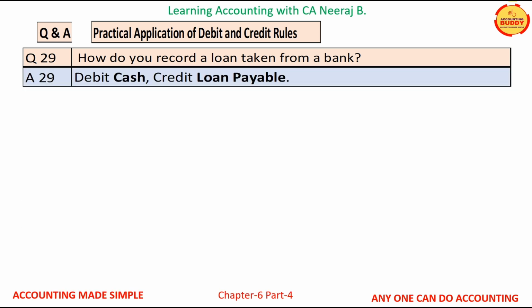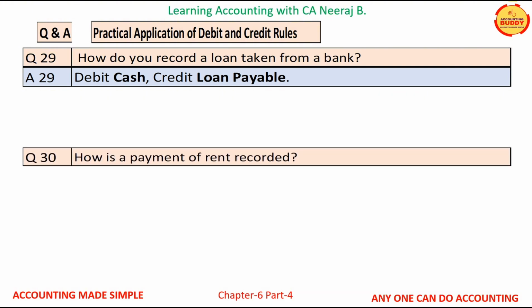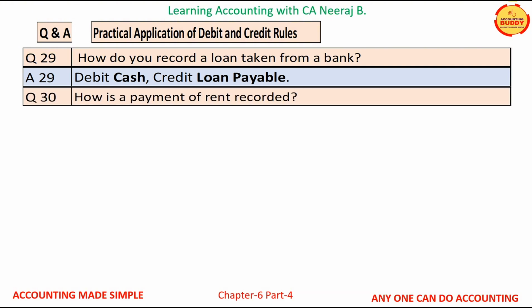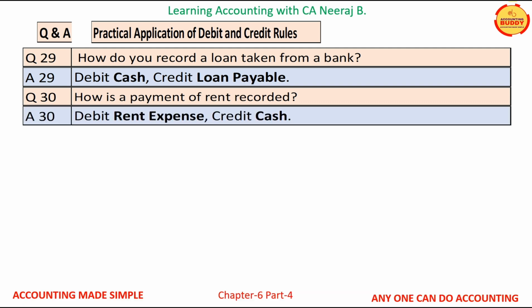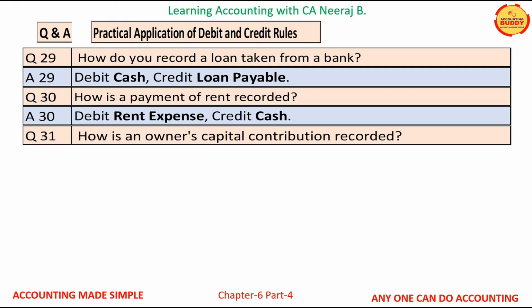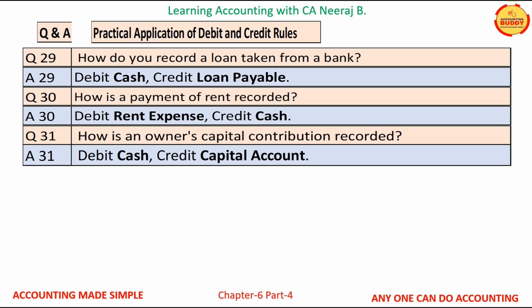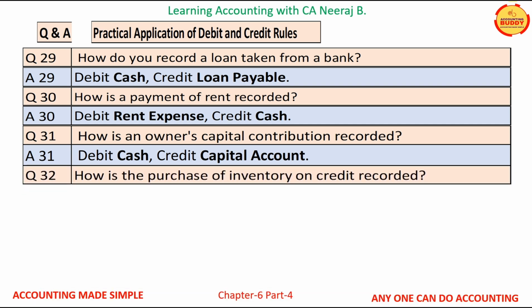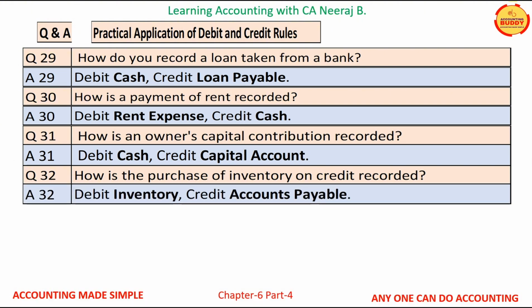The answer is debit cash and credit loan payable. Question number 30. How is a payment of rent recorded? The answer is debit rent expense and credit cash. Question number 31. How is an owner's capital contribution recorded? The answer is debit cash and credit capital account. Question number 32. How is the purchase of an inventory on credit recorded? The answer is debit inventory and credit accounts payable.